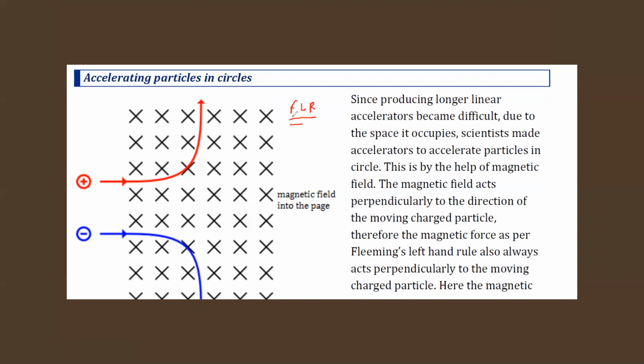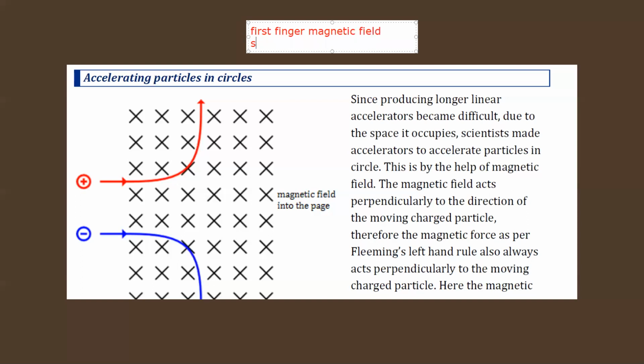So Fleming's left hand rule can be used to find the direction of force. The first finger in Fleming's left hand rule represents the magnetic field, which is pointing into the page. The second finger represents the direction of the particle, and the thumb will represent the force which the particle experiences.